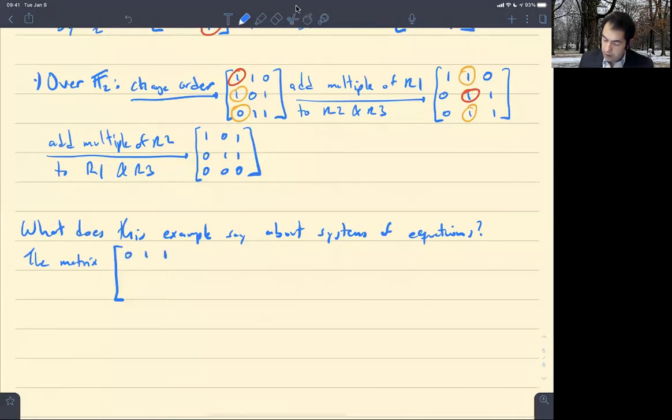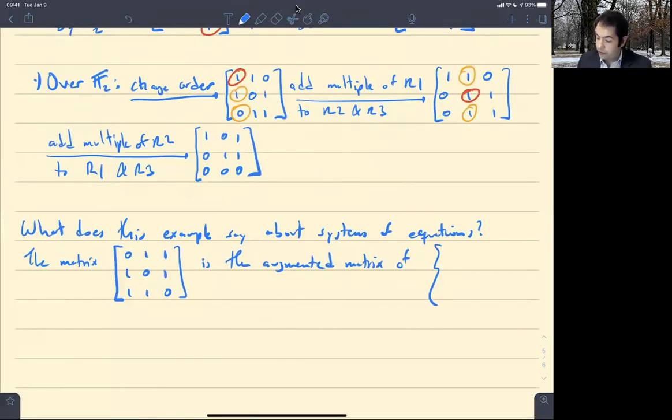0, 1, 1, 1, 0, 1, 1, 1, 0, this is the augmented matrix of a very simple system, right? If this were an augmented matrix, then we'd have 2 columns for variables, the x column and the y column, and then the third column would be the constants. So the first row says y equals 1, the second row says x equals 1, and the last row says x plus y is equal to 0.